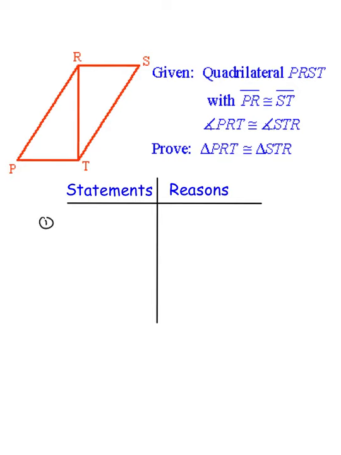So now we're going to take the second example. We have a quadrilateral PRST, so I'm going to write that in my proof. Quadrilateral PRST, that's given.